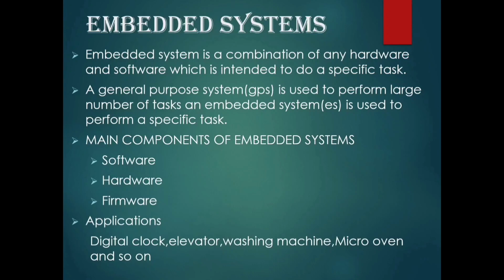Embedded systems. An embedded system is a combination of hardware and software which is intended to do a specific task. A general purpose system is used to perform a large number of tasks, and an embedded system is used to perform a specific task. Main components of embedded systems are software, hardware, and firmware. Applications: digital clock, elevator, washing machine, microwave oven, and so on. So let us go through the next slide.